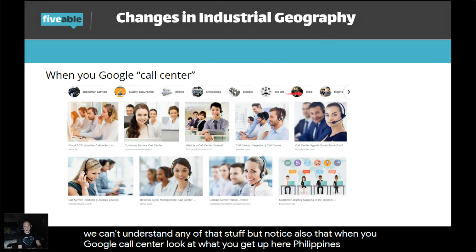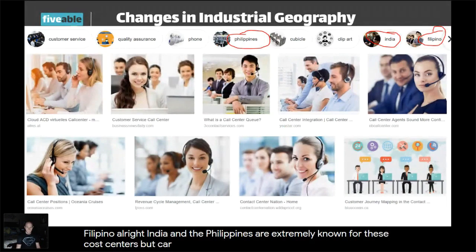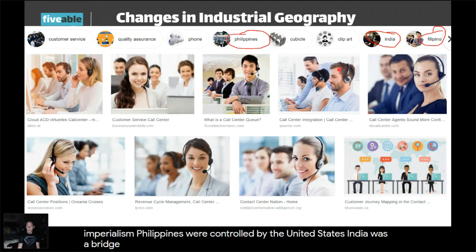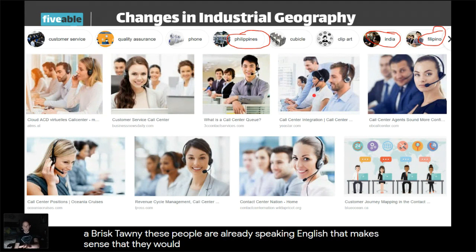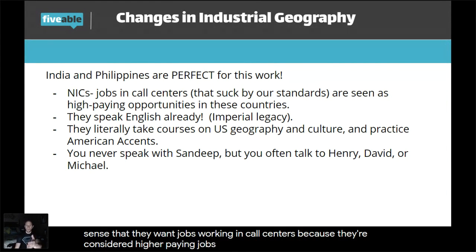Philippines, India, Filipino. All right, India and the Philippines are extremely known for these call centers because they have a history of English through imperialism. Philippines were controlled by the United States. India was a British colony. These people are already speaking English. That makes sense that they want jobs working in call centers because they're considered higher paying jobs in those countries.